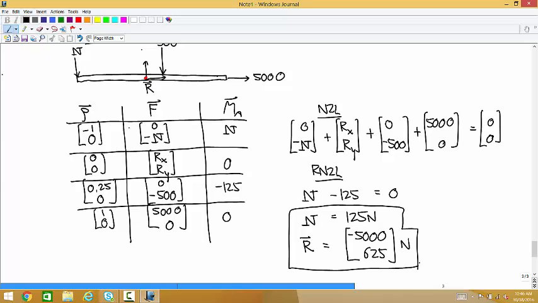Any questions about that? Yeah, N is just a value, but you're right that if you then put it into its force vector, you'd plug it back into this vector, and it would be a vector 0, negative 125. But the value is positive 125.